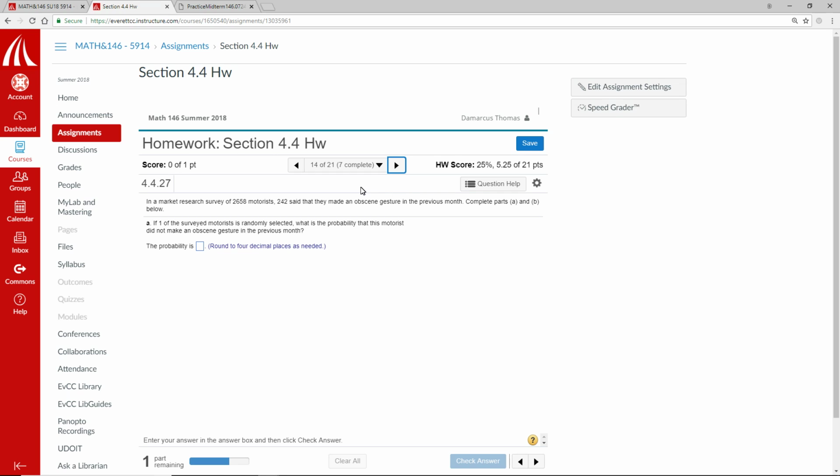Let's jump on to 5-2, number 16. And in our test you can put it in as a fraction. You don't even have to simplify it, and I don't think it does it for you. Like if I put in 242 divided by 2658, it's not going to simplify it. You have to actually have it in your calculator.